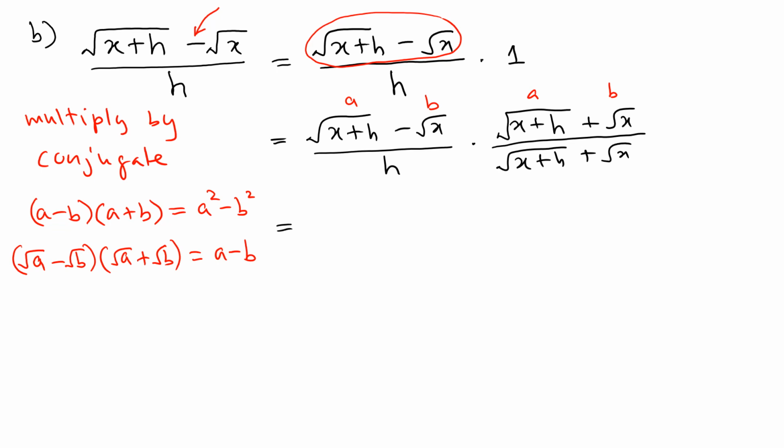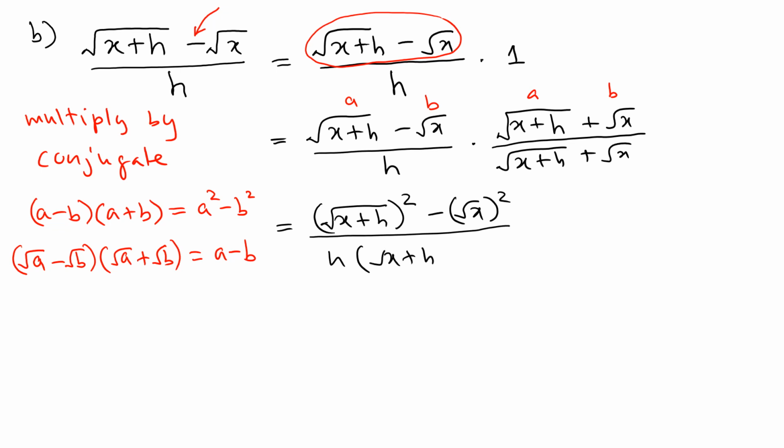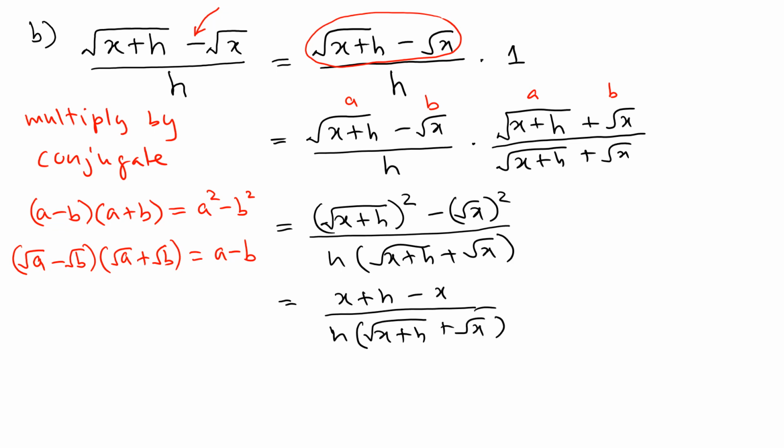That means if you multiply the numerators, what we get is the square of the first term minus the square of the second term, divided by h times square root of x plus h plus square root x. And then when you square the roots, you simply get x plus h minus x divided by h times square root of x plus h plus square root x. I'm writing all these steps here. You can ignore some of the steps.